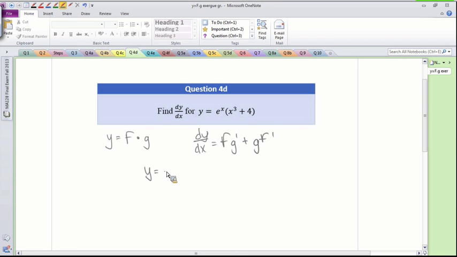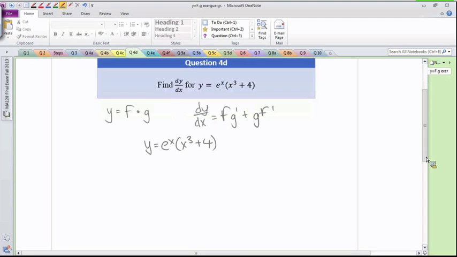So from y equaling e to the x times x to the third plus 4, let's state what our f is, what our g is, what our f prime is, and what our g prime is. So f is equal to e to the x, g is equal to x to the third plus 4. So f prime is equal to the derivative of e to the x, which is a special derivative. It's just e to the x. The derivative of x to the third plus 4 is going to equal 3x squared. Any questions so far?